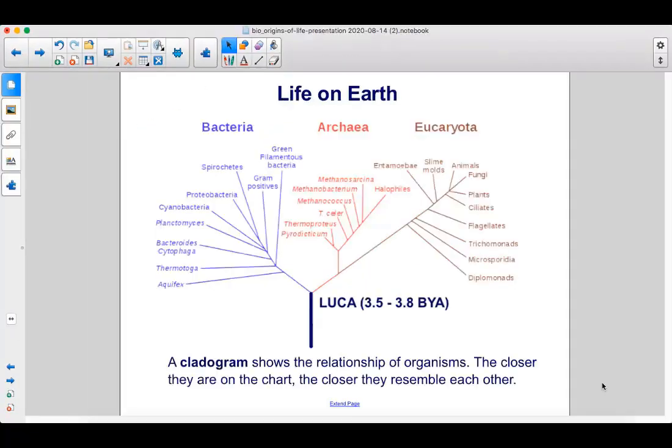A cladogram shows the relationship of organisms. The closer they are on the chart, the closer they resemble each other.